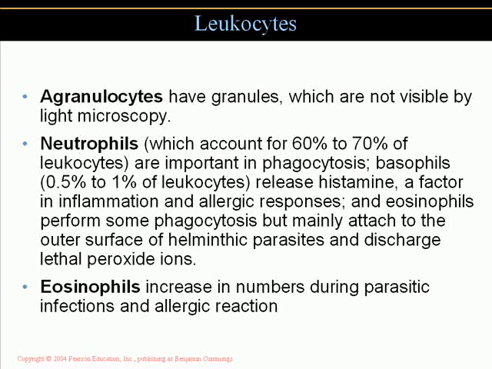The agranulocytes have granules which are not visible by light microscopy. Neutrophils, which account for about 60 to 70% of the leukocytes, are important in phagocytosis. That's important to know. Basophils make up 0.5 to 1% of leukocytes. They release histamines. Remember, we talked about histamines in the inflammatory response. This is a factor in inflammation and in the allergic response. And eosinophils perform some phagocytosis, but mainly attach to the outer surfaces of helminths or parasites and discharge a lethal peroxide.